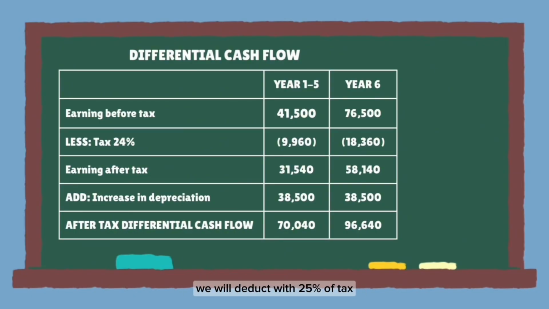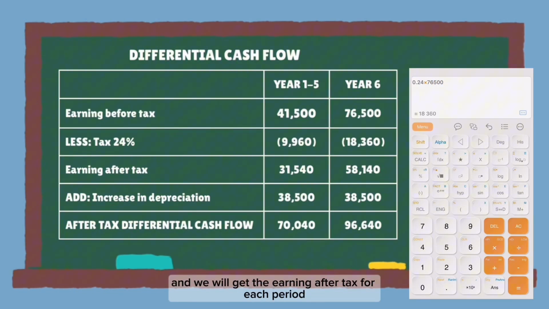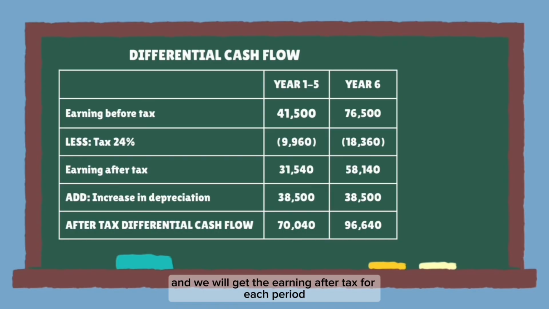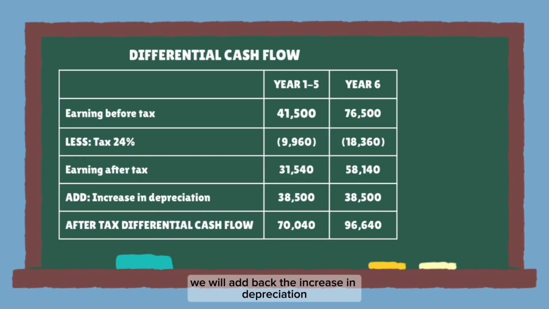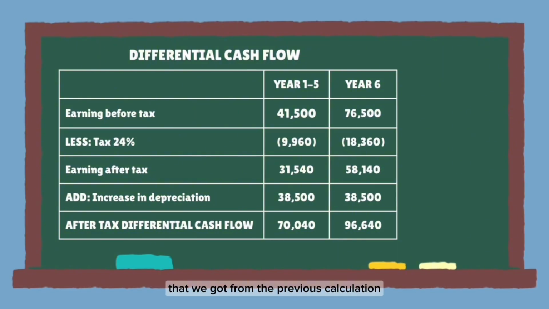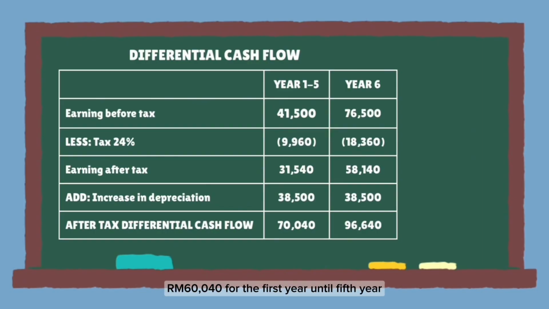We will deduct 35% of tax, 9,960 ringgit for the first period and 18,360 ringgit for the second period, and we will get the earnings after tax for each period, 31,540 ringgit and 58,140 ringgit. We will add back the increase in depreciation that we got from the previous calculation, 38,500 ringgit, and lastly, we will get the after-tax differential cash flow, 60,040 ringgit for the first year until the 5th year, and 96,640 ringgit for the 6th year.